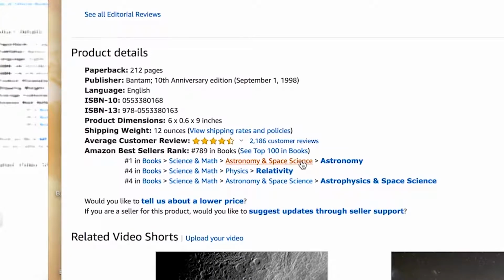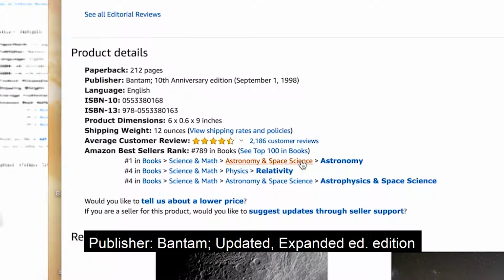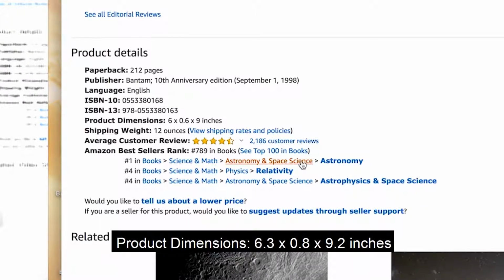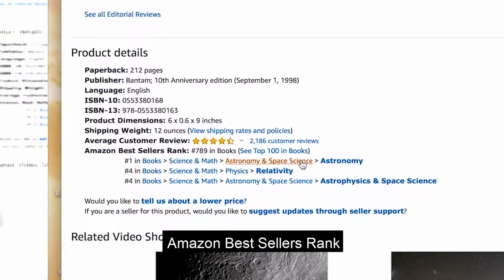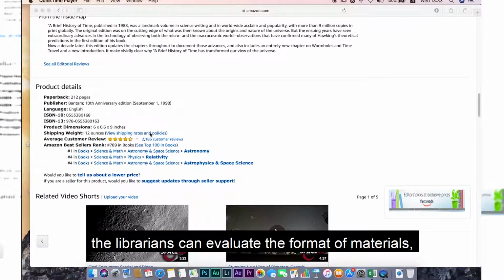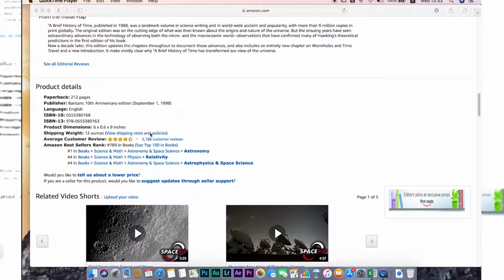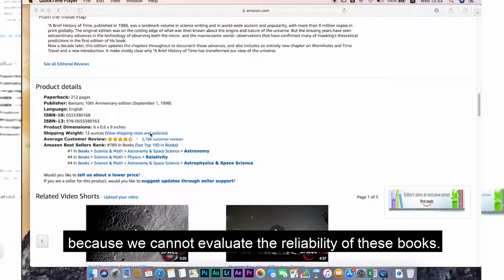Now let's observe more about the book detail. For the product details, it shows the paperback, 212 pages. Publisher is Bantam Publishers. The language is English, and there are the ISBN, product dimension, shipping weight, average customer review, and Amazon bestsellers rank. From these details, the librarians can evaluate the format of materials, subjects, and prices of this book. But it hardly gives you a decision to buy this book because we cannot evaluate the reliability of the book.